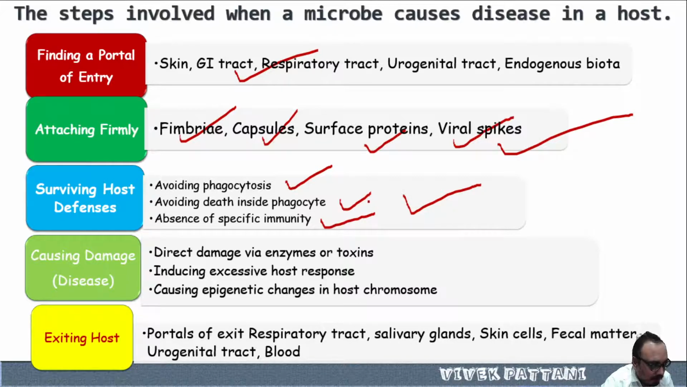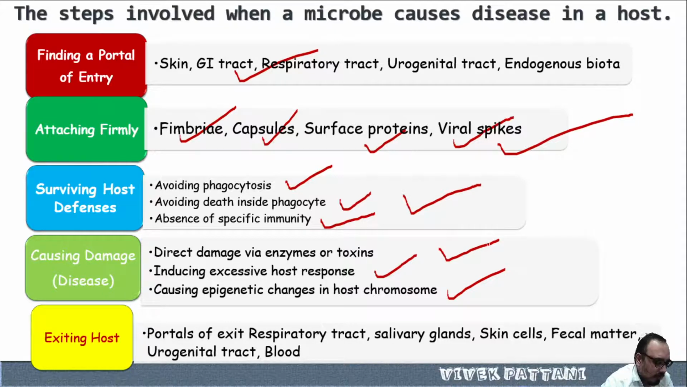Finally, once it has survived the host defenses, it is going to start causing damage to the human being. This involves direct damage via enzymes or toxins, inducing an excessive host response, and sometimes causing epigenetic changes in the host chromosomes.